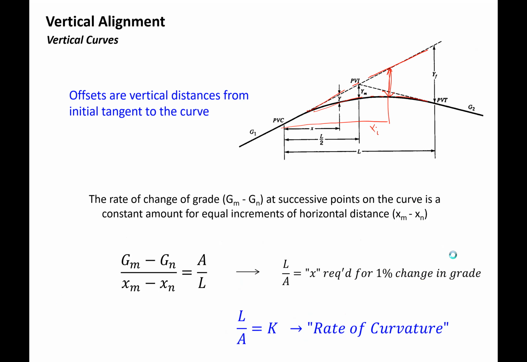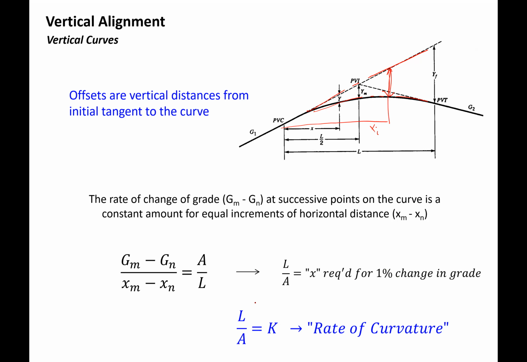And then this is just a good point to note that that overall rate of change is going to be constant over the whole curve. So if we know what the initial grade is, what the final grade is, and what our overall curve length is, and that's what's being denoted here.